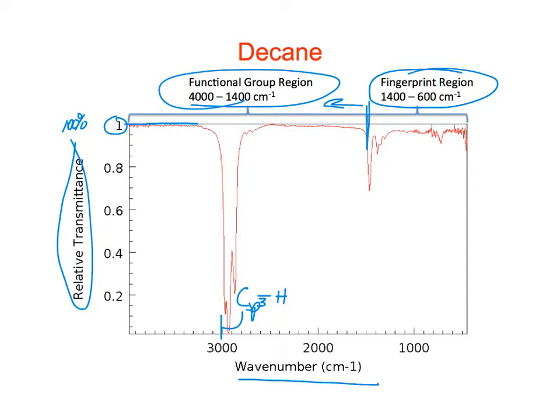Just no absorption of the light. Right, there's no absorption if it's way up here at the top. And if we get to a peak and it goes down like this, if it gets all the way down here, very little light is passing through, so it's getting absorbed.